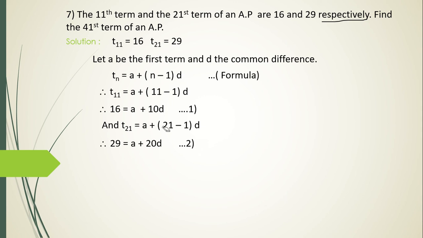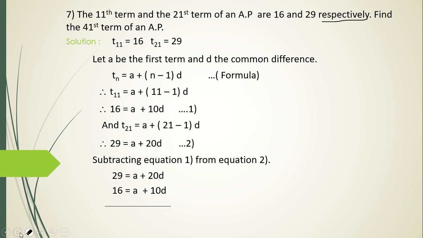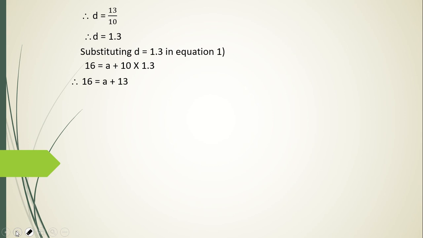Now we'll be subtracting equation number 1 from 2. So 29 minus 16 is 13. A minus A will get cut. 20D minus 10D is 10D. Therefore D is equal to 13 upon 10. So D is equal to 1.3 we got. Now substituting this value of D in equation number 1, we will get A.